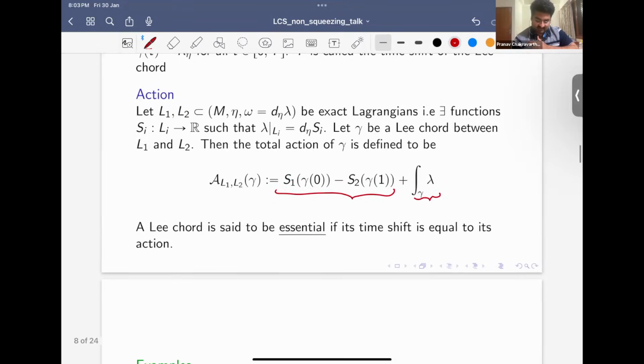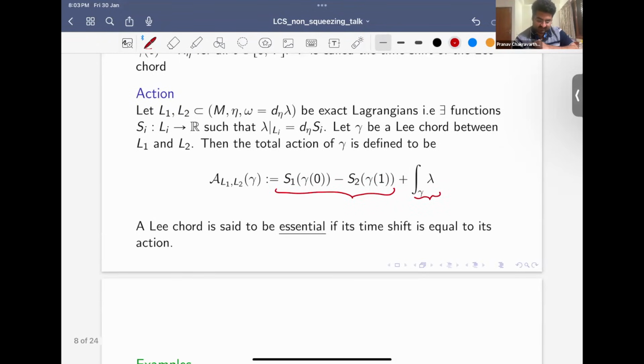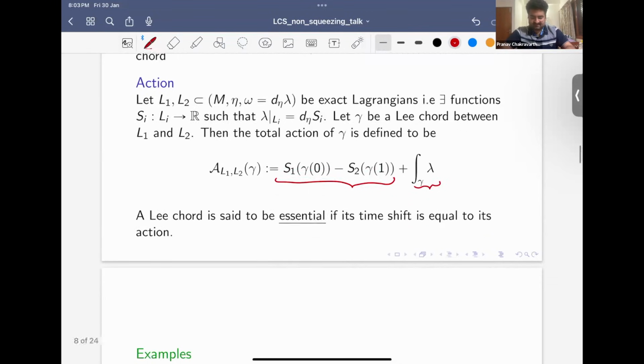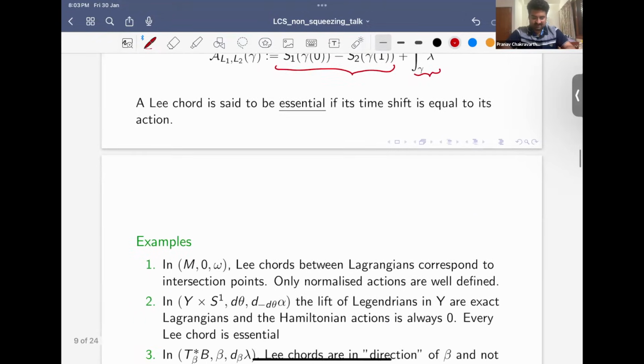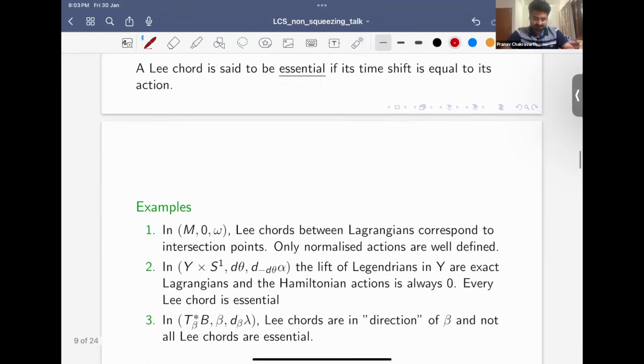In this case, we define a Lie chord to be essential if the time shift of the Lie chord is equal to the total action. And we'll see why this essential condition is important in a few slides.